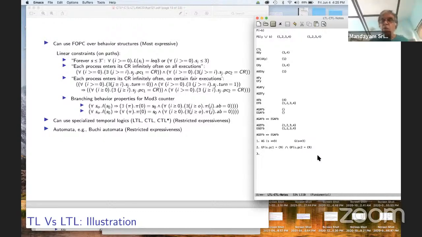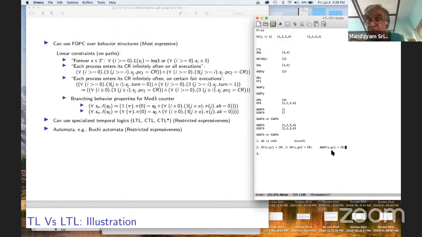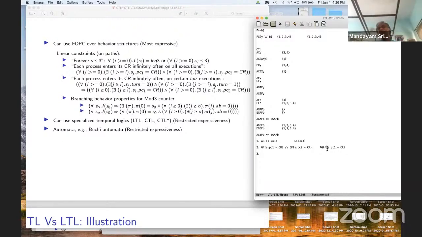Each process, how about the CTL version of it? The CTL will be, we have to append an A in front of both the clauses. AGF S dot PC is equal to... AGF would suffice. Definitely AGF, right? Do we need... That's not AGF? CTL, is it? Okay, okay.